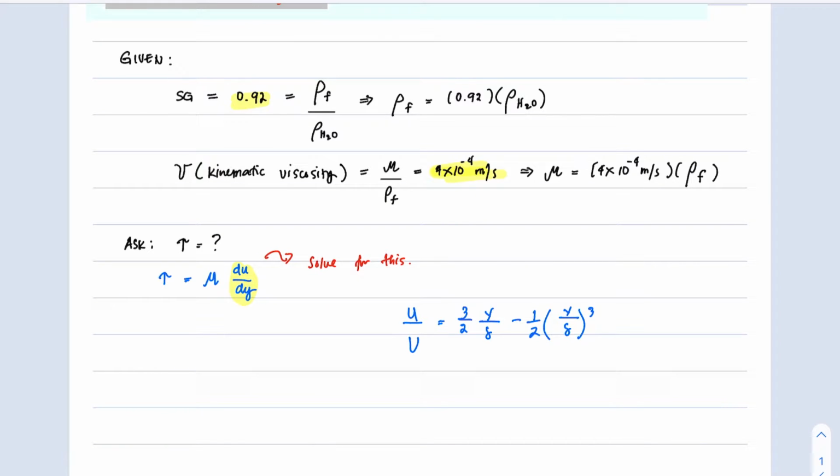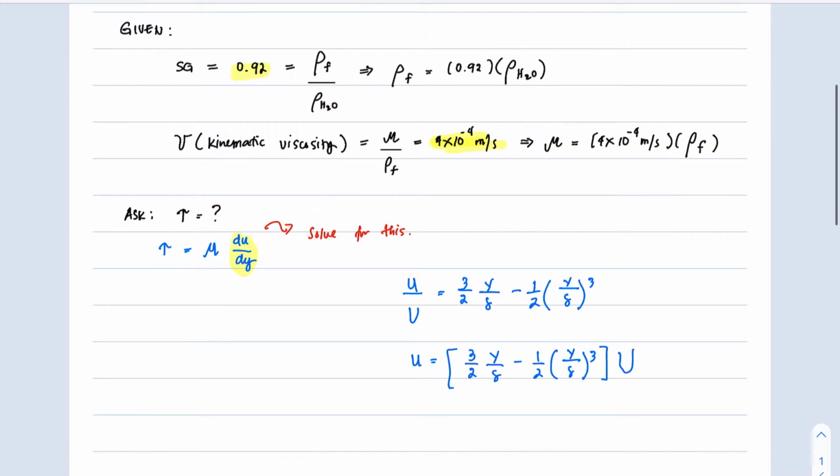Now the next thing that we are going to do is to re-express this into u, that's small u, where everything will just be multiplied by big U. So I'm just going to copy that, y over sigma minus 1 half of quantity y over sigma to the cube. I will multiply big U here. I don't know how I will do the distinction, but I'll just exaggerate. Okay, that's a big U over there.